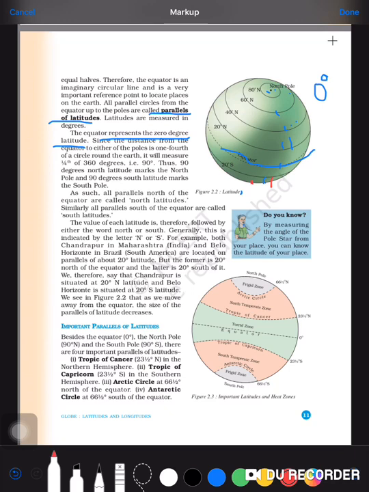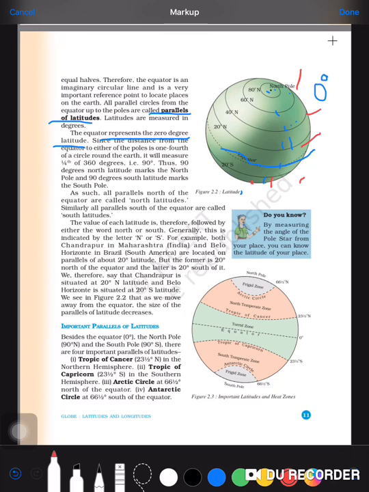We see in figure 2.2 that as we move away from the equator, moving upwards, the size of the parallel of latitude decreases. If you are able to see here, the size is lesser, and now again it is decreasing.